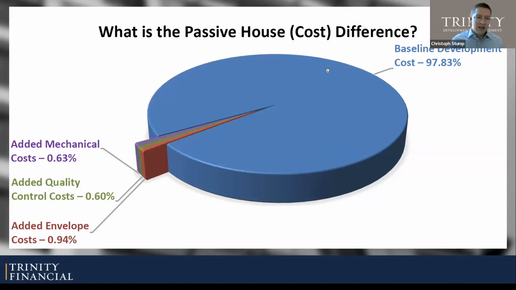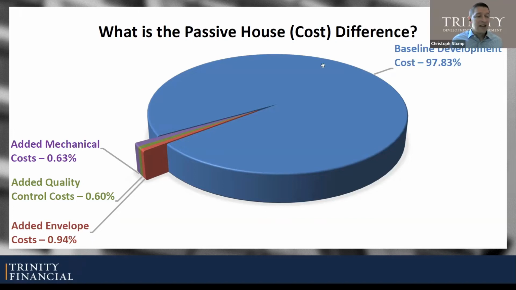To illustrate this a little better, we put this in a pie chart, and you can see there's a whole lot of pie and a very, very small slice. This is an added cost of just over 2% of the total development cost. It is real money, but compared to the project, it is very minor.